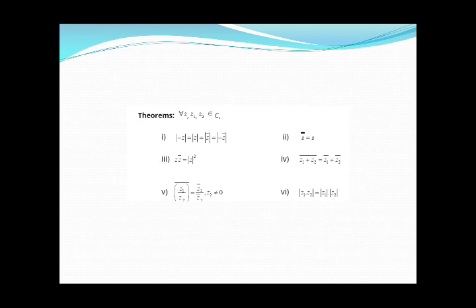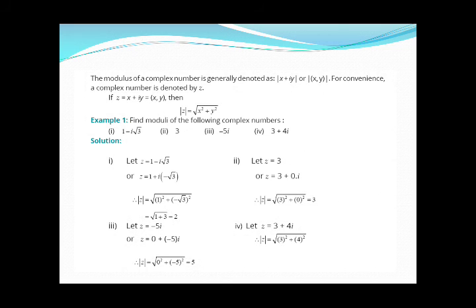Next is an example. Find the modulus of different complex numbers. In the first example, the real part is x and the imaginary part is y, then square both these numbers, add them and take the square root. Here you have only an imaginary number, so the real part is 0. Very easy.